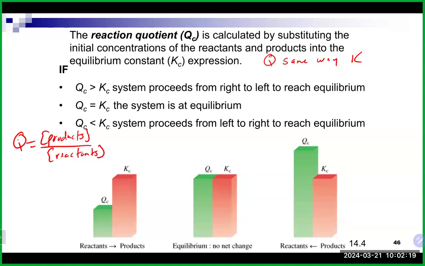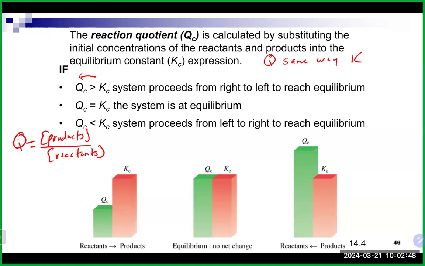Do you need to make more reactants? Do you need to make more products to reach equilibrium? It will tell you which way you need to go to actually get to equilibrium. So in the case of Q greater than Kc, you're not at equilibrium, and to reach equilibrium you need to make more reactants. If you set up Q on the left and K on the right, it is opposite of where that arrow is pointing. It's pointing to the right, but it needs to go to the left to get to equilibrium.